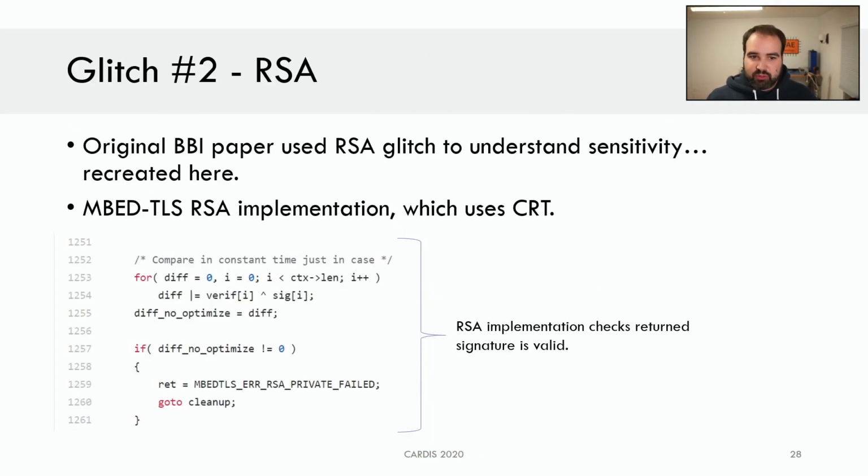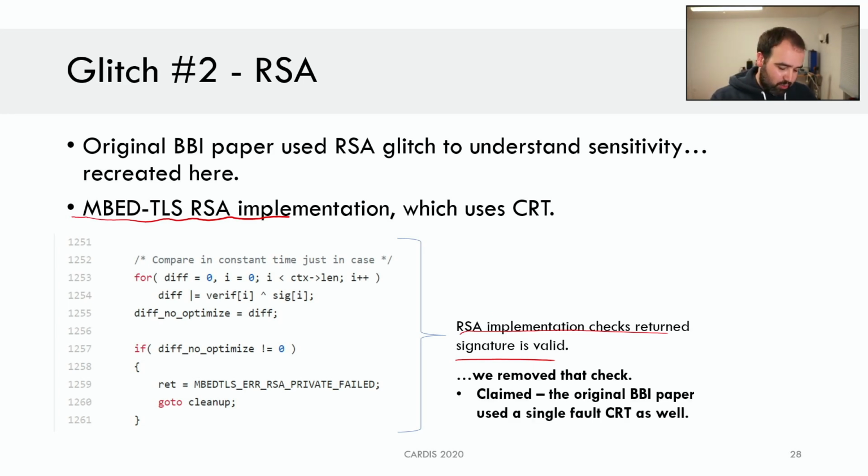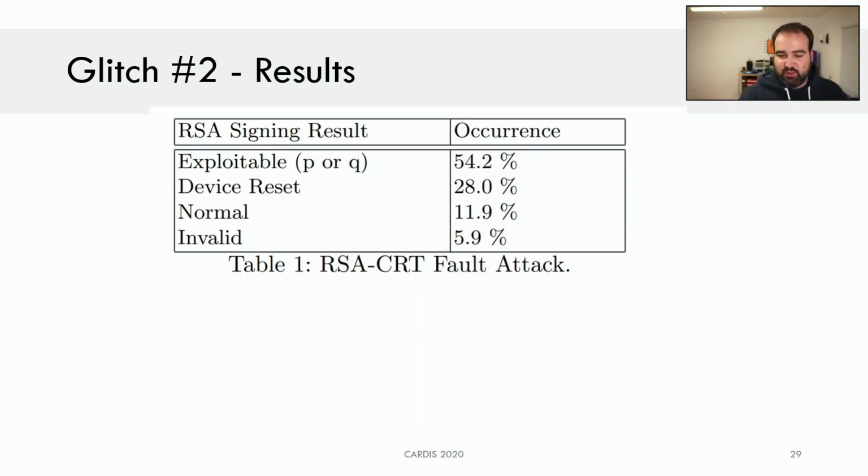There's an RSA example, which was in the original BBI paper. An example was done on a classic CRT-type RSA implementation. In the mbed TLS implementation I'm testing, it actually does check if the returned signature is valid. The claimed reason was to match the original paper that had a single glitch; I don't want to compare a single and a double glitch, so we removed that check. Of course, you might say that's in fact because we're lazy, but I leave that to your discretion. It's more or less what you expect.